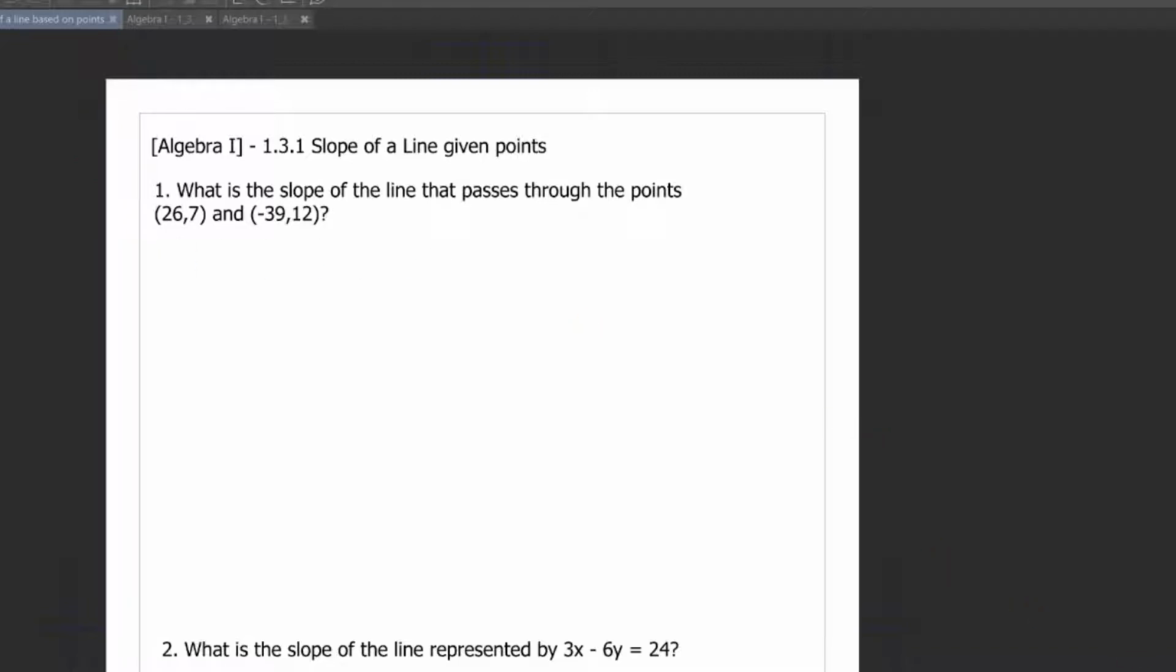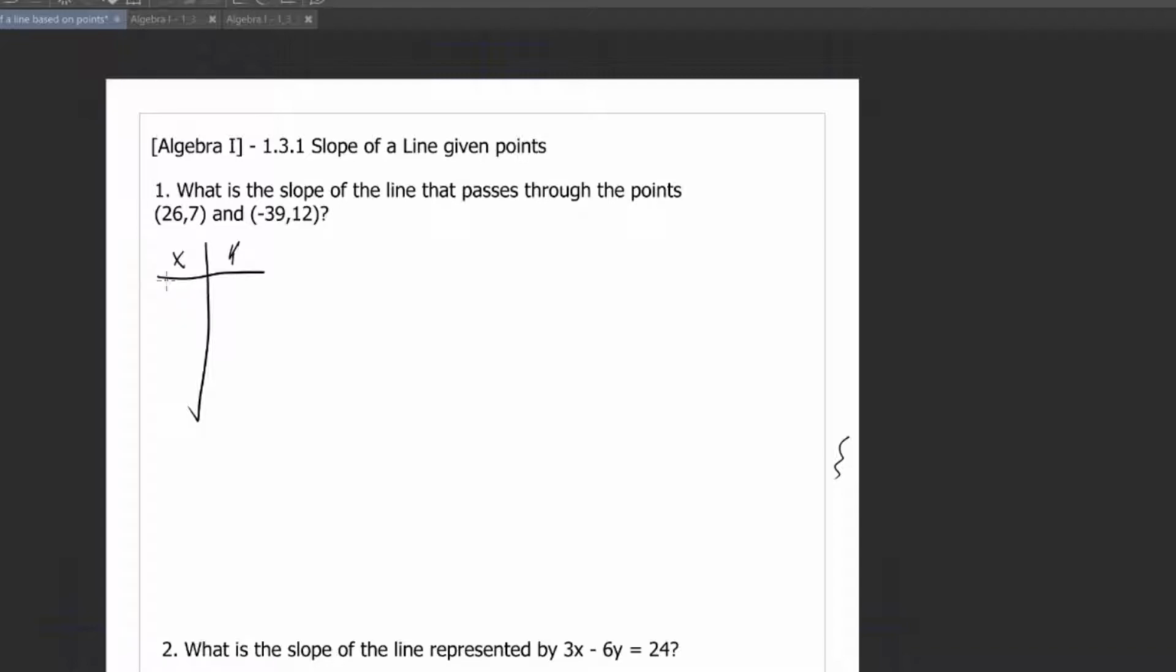Question 1. It says, what is the slope of a line that passes through the points (26, 7) and (-39, 12)? Okay, so first thing, what I recommend here is drawing out a table. And understand that this topic, slope of a line given points, could have been 1, 2, 3, 4, 5 points. It's all the same process. And this is assuming that the slope is linear. So understand that, and let's keep moving forward.